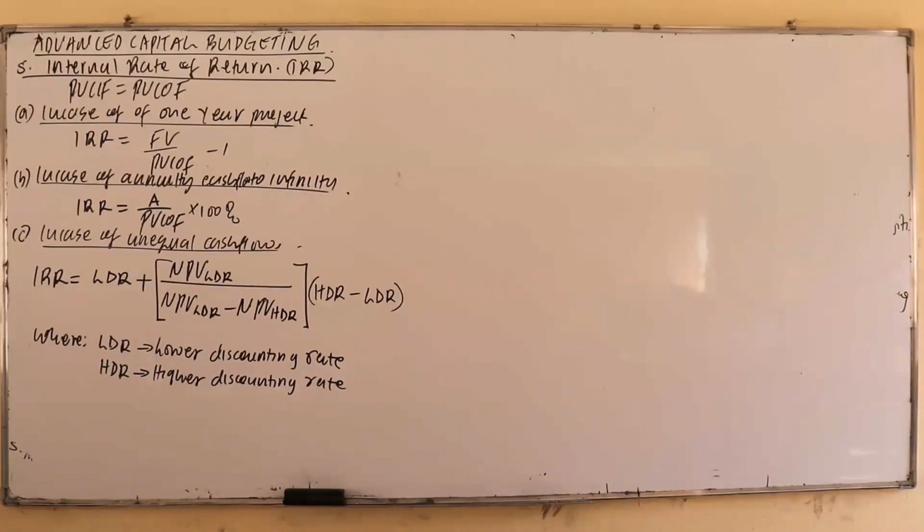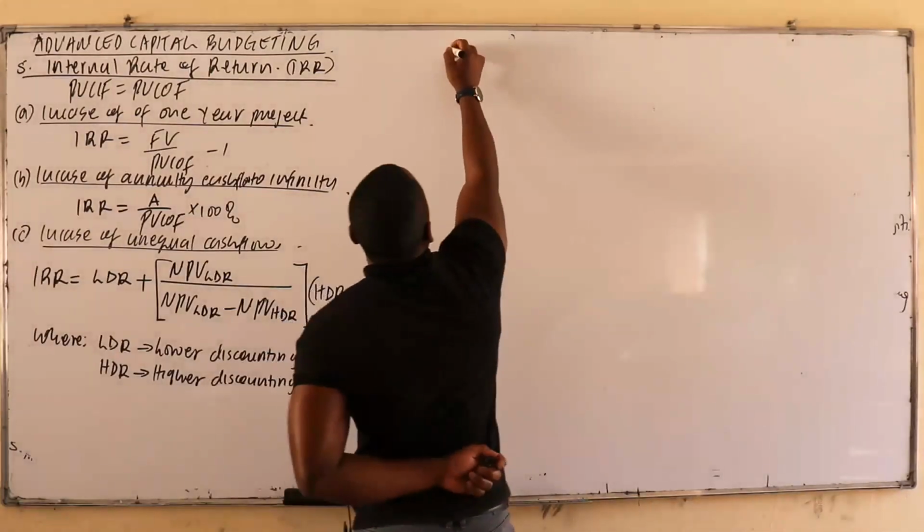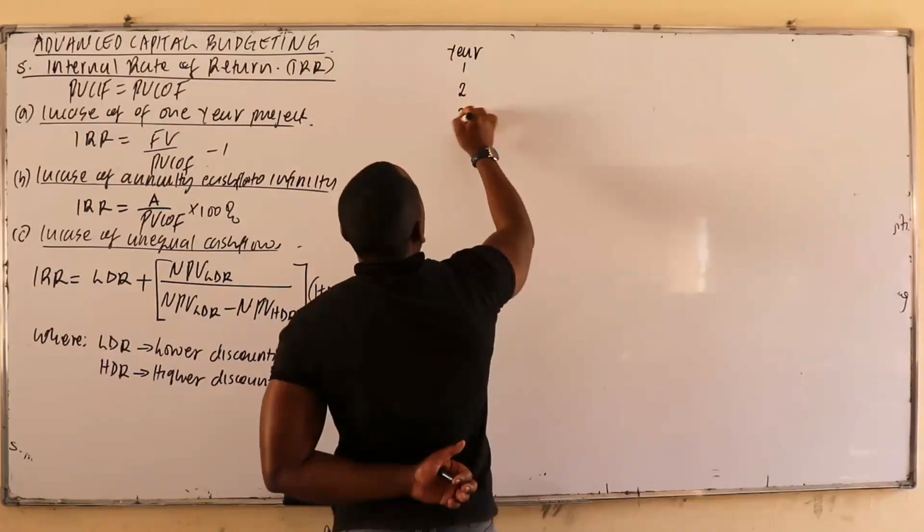Now let's do an illustration. Consider a project with the following cash flows. So I have year 1, year 2, year 3.